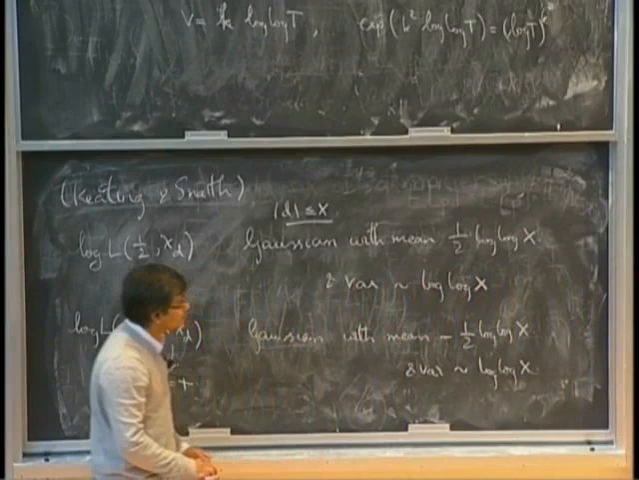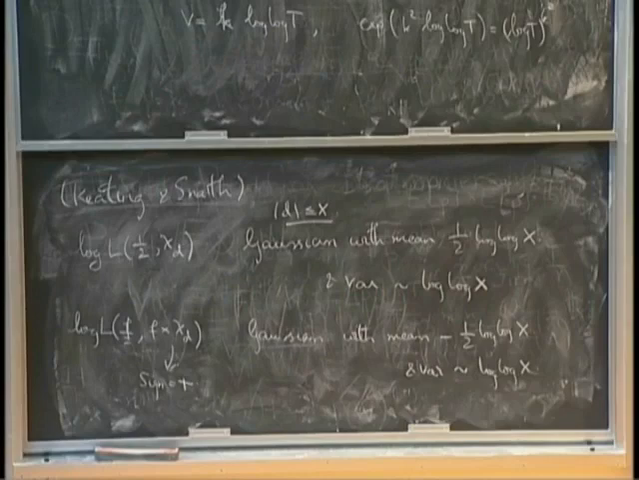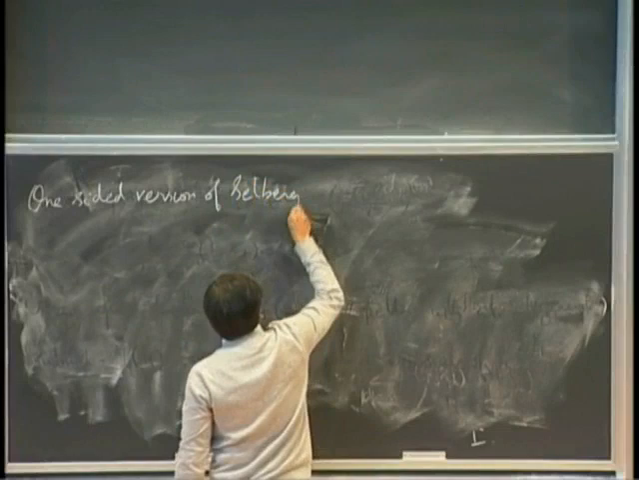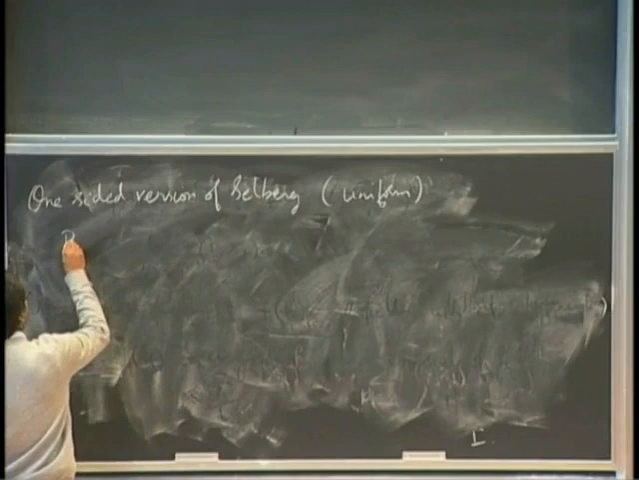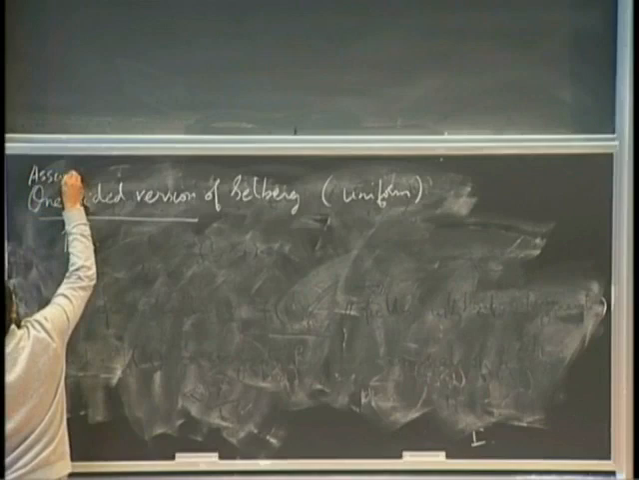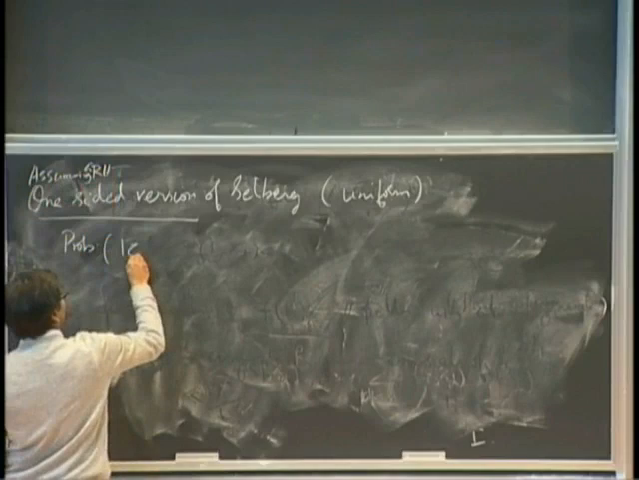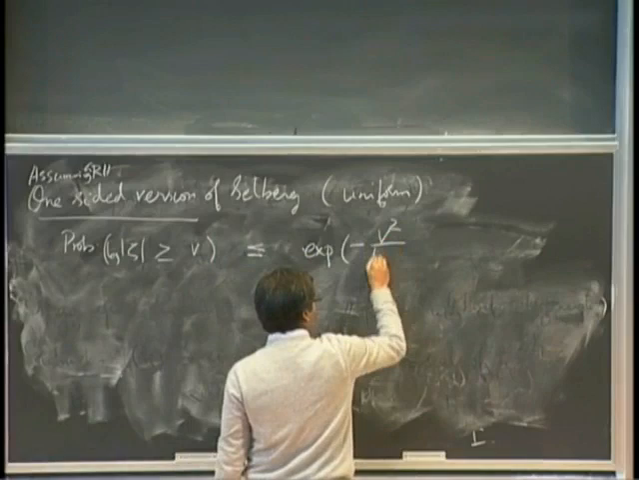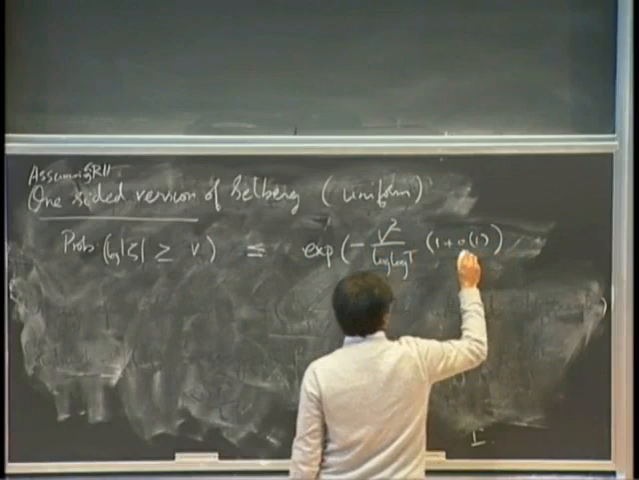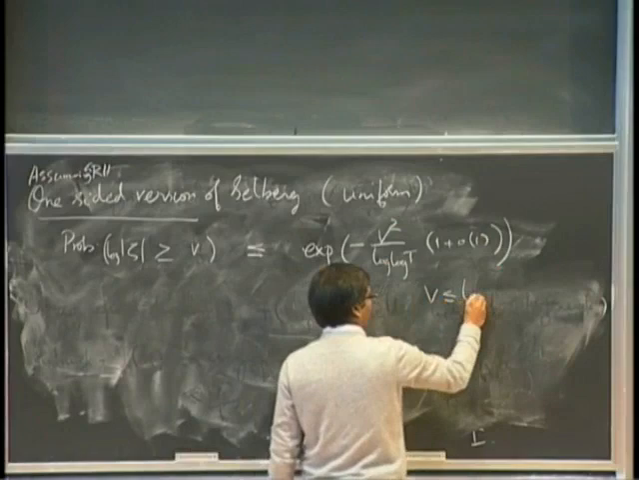OK, so now to prove these upper bounds, what I basically do is to prove a one-sided version of Selberg's theorem, but which is uniform in a big range. So in other words, what I can prove is that, again assuming RH, the probability of finding zeta of half plus it being bigger than V is bounded above by something like e to the minus V squared over log log t, for some range, so V goes up to log log t times log log log t.